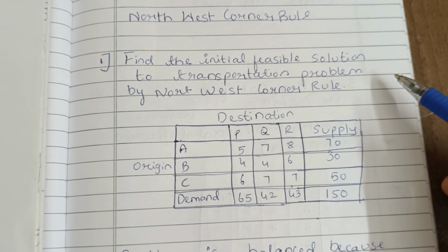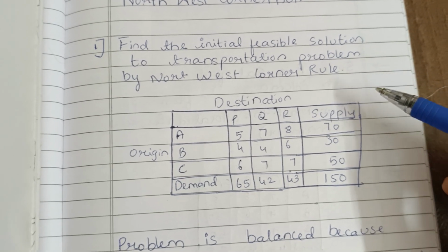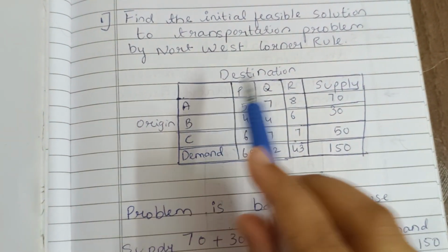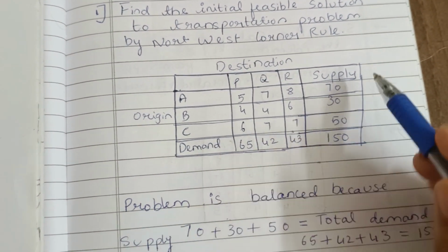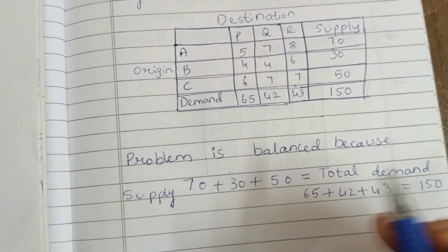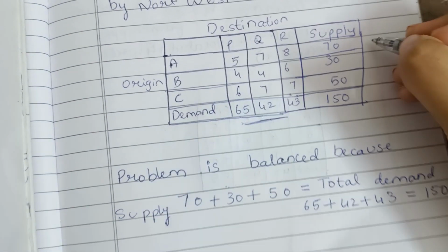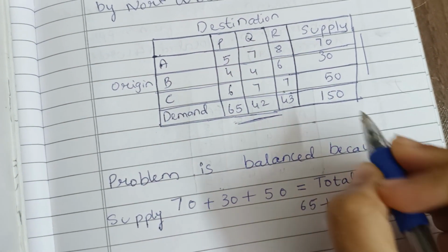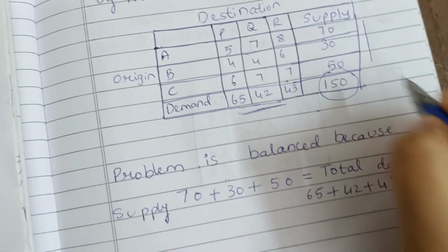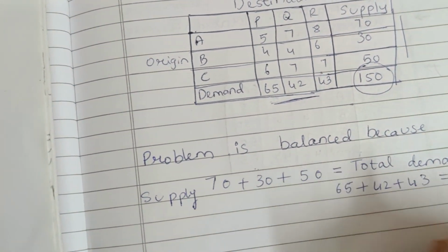Find the initial feasible solution to the transportation problem by the northwest corner rule. This is the table given. Here this is demand and this is supply. The problem is balanced when we add these values and these values, both should be equal. When we have added here, it has become 150. It means the problem is balanced.